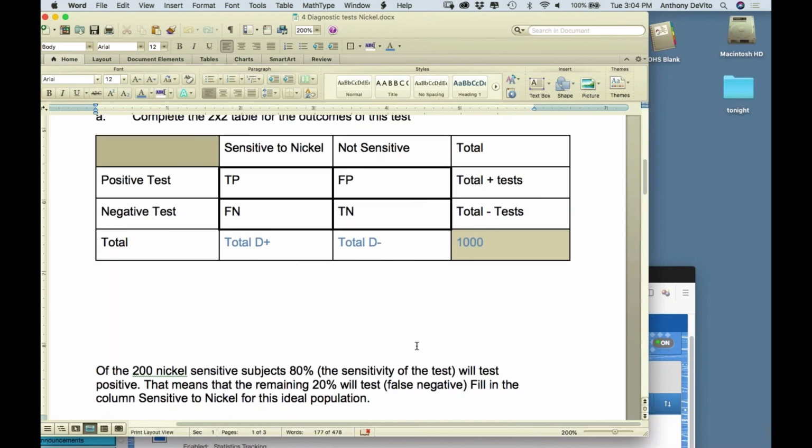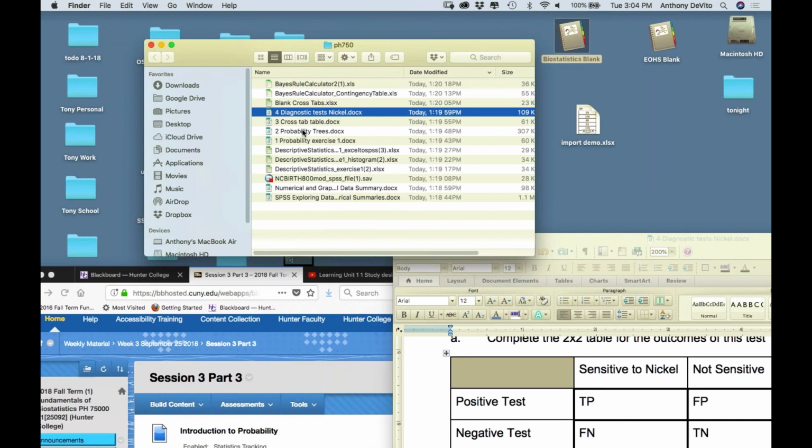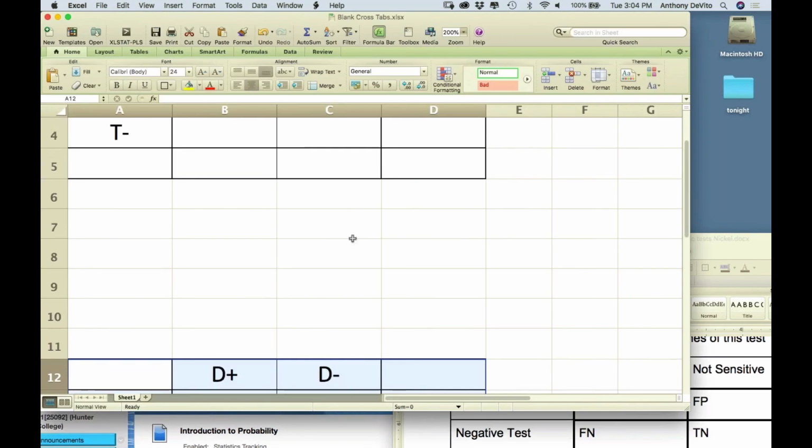Getting back to this, prevalence of this disease in this population is 20%. I'm making up that 20%. So I'm going to open up an Excel file which is associated with this, which is a blank cross tabs. I'm going to put this aside and open this thing up.